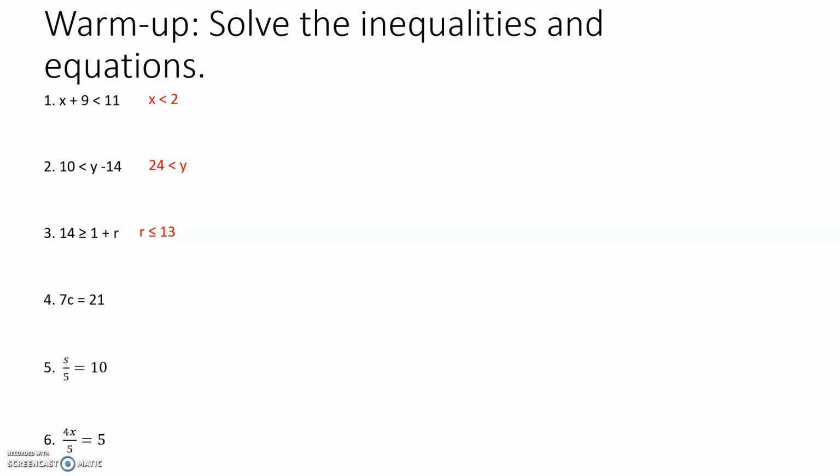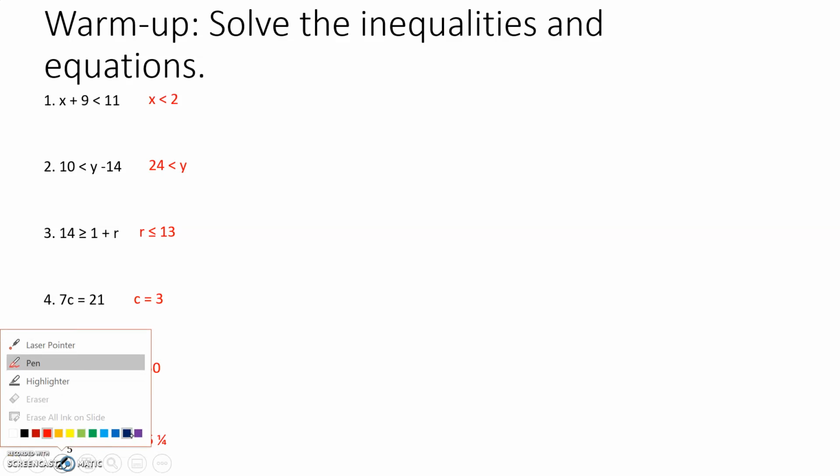Number 3, r is less than or equal to 13. C equals 3. S equals 50. And x equals 6 and 1/4. And you can flip them around, as long as the open end and the closed end are facing the same number. So 2 is greater than x is also correct. All right. If you're happy with your answers, go ahead and stop the video and resume the activities.